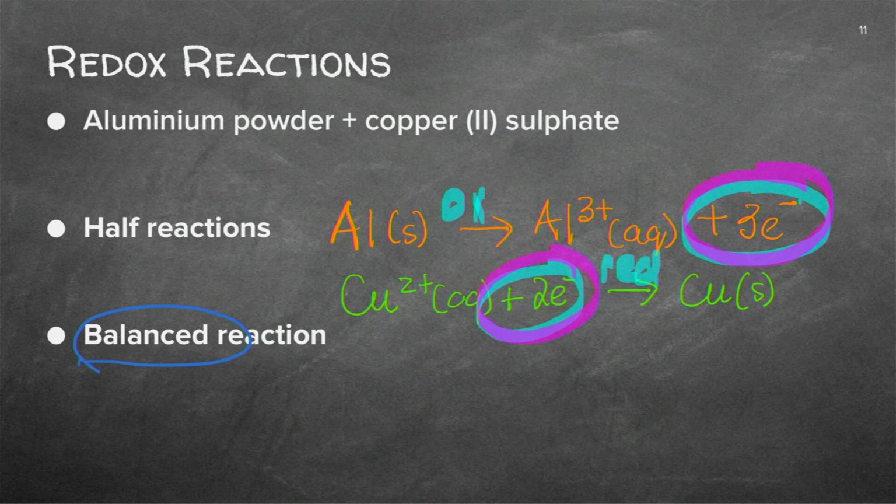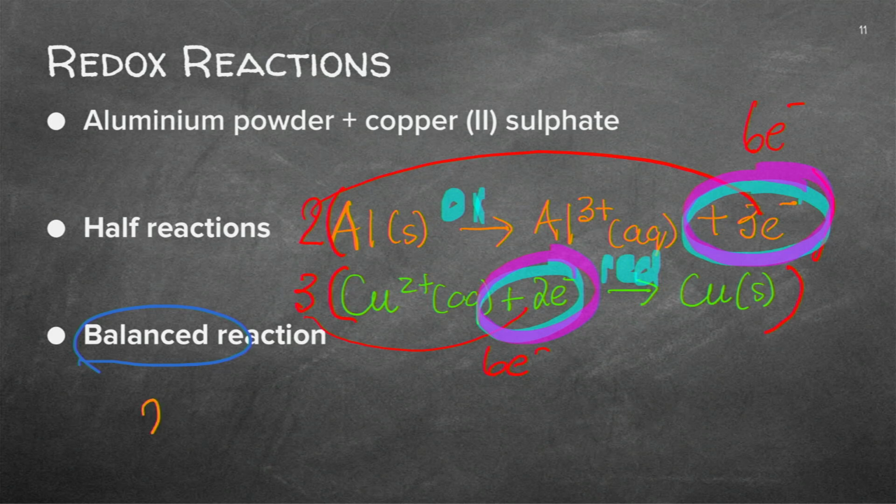So what I'm going to do is put 2 in front of this whole aluminium reaction, and I'm going to put 3 in front of the copper reaction. Why am I doing that? 2 times 3 gives me 6 electrons lost. 3 times 2 gives me 6 electrons gained. So let's give the final or net reaction.